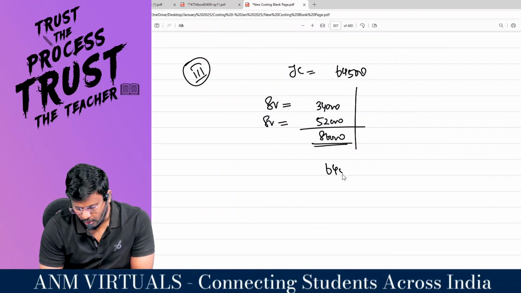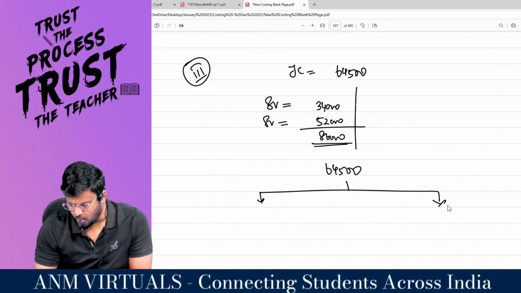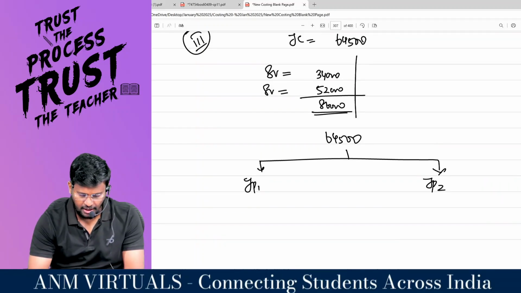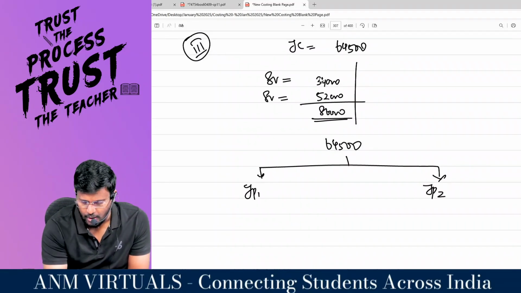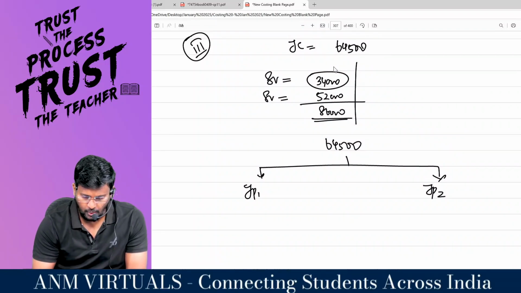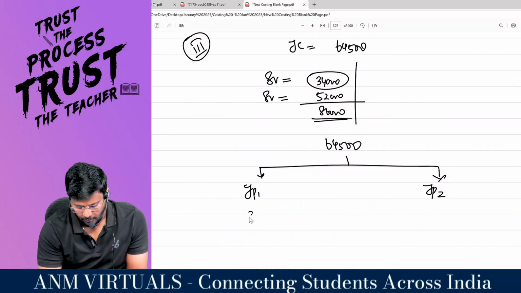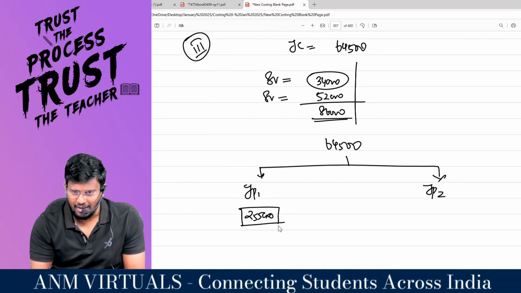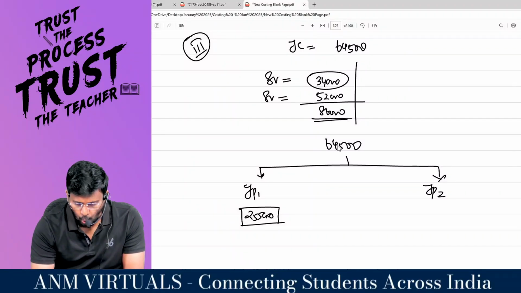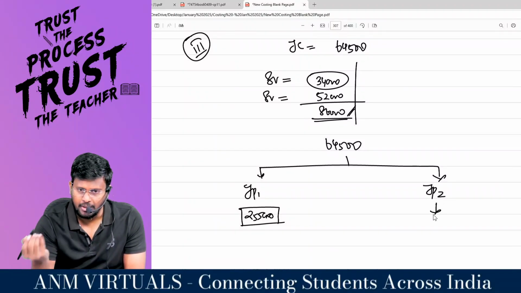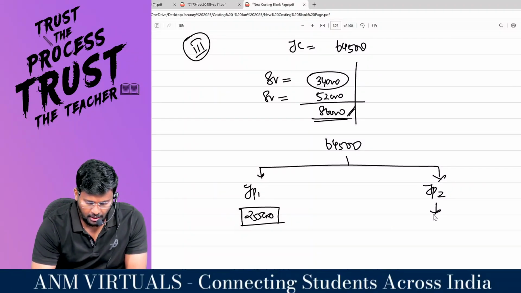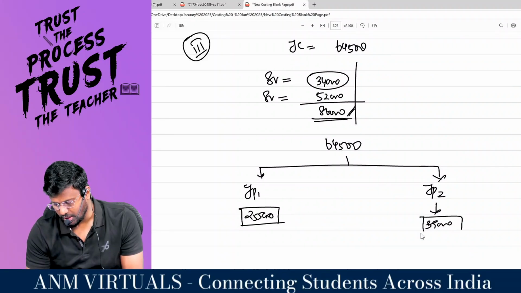If this 64,500 has to be apportioned between two joint products, joint product 1 and joint product 2, take the calculator: 64,500 into the sales value of joint product 1, 34,000, divided by the total sales value, and you will also get 25,500. Are you all really with me? What I am doing is calculating it as a percentage. Now for joint product 2, you calculate: 64,500 into 52,000 divided by 86,000 comes to 39,000, which is the share of joint cost.